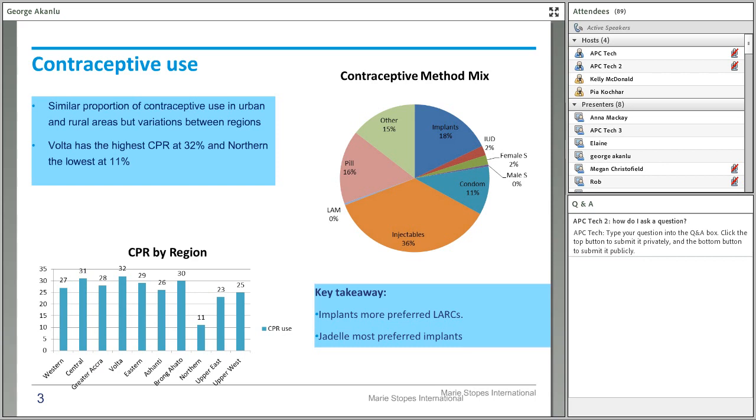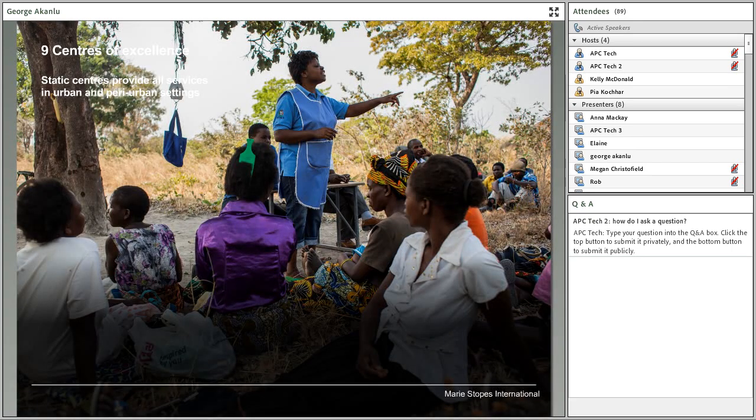So if you look at uptake of family planning generally, there's a similar proportion of contraception in rural and urban areas, but there's huge variation regionally. This is from the DHS, but if you look at LARC specifically, there's a variation between uptake in rural areas and in urban areas. And if you look at the service mix, LARCs and PMs constitute just about 20% of the total uptake in Ghana. And for implants, they are the preferred LARC, and Jadelle is the most preferred implant.